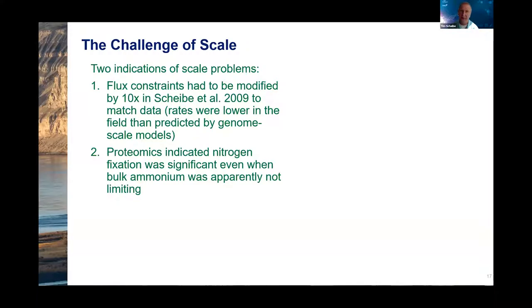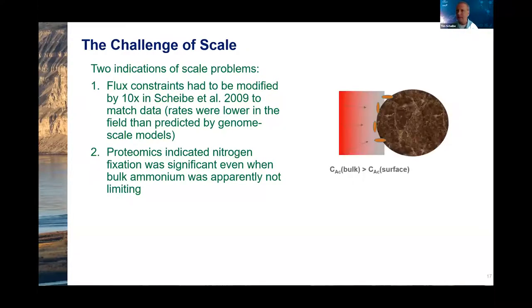Now, the second indication is that the proteomics indicated that nitrogen fixation was significant, even when bulk ammonium was apparently not limiting in the field. So this leads us to believe that there are some issues that relate to fundamental processes of diffusion and mixing at the small scales. If you think about microorganisms sitting on the surface of a soil grain, perhaps reducing iron using acetate from the aqueous phase, what's going to happen is they're going to deplete that acetate locally, leading to a gradient in acetate from the center of the pore towards the grain surfaces.